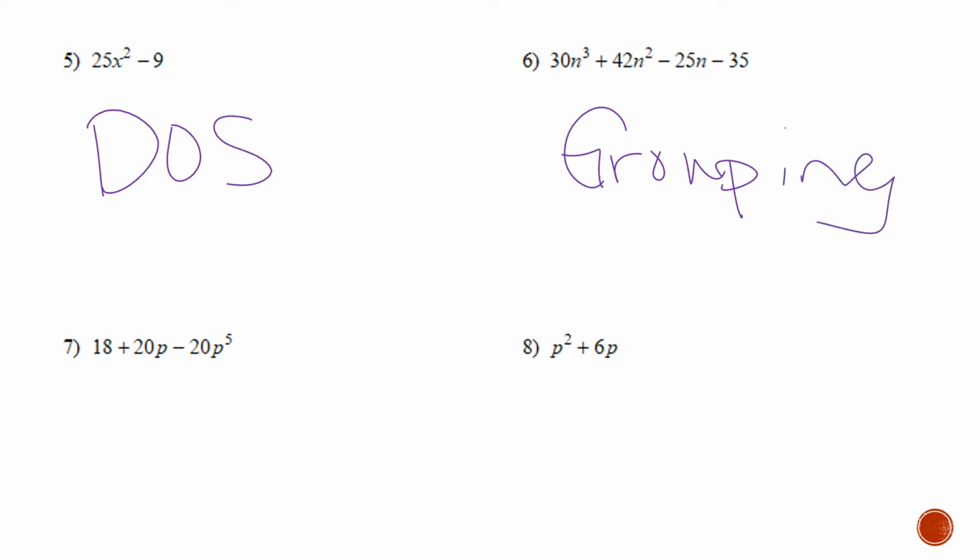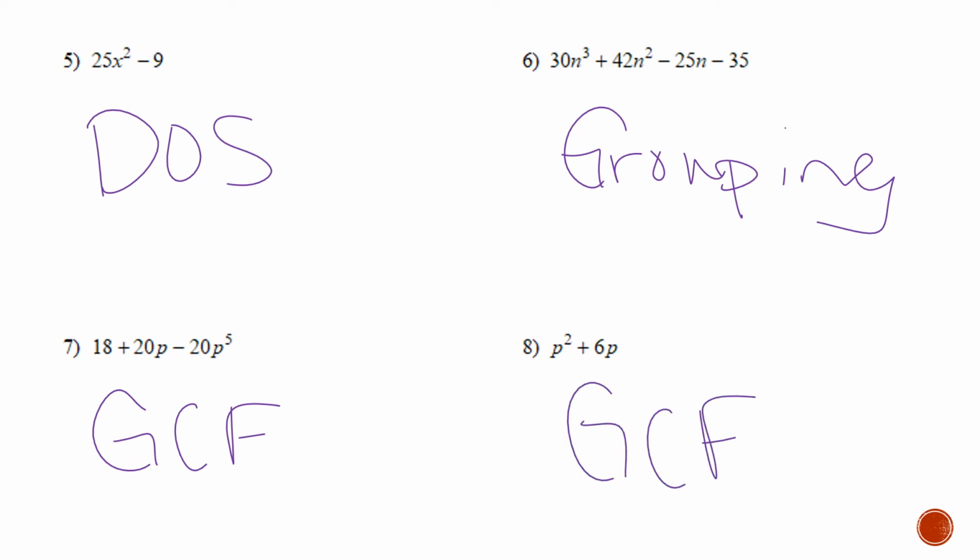Number 7, they do not all have p's, so I know that they don't have that in common. Looking at 18, 20, and 20, 18 would be the smaller number there, so 1 and 18, 2 and 9, 3 and 6, 2 does go into 20, so I would use GCF here. They have something in common. Number 8, they both have a p that they would share, so that one is also greatest common factor.